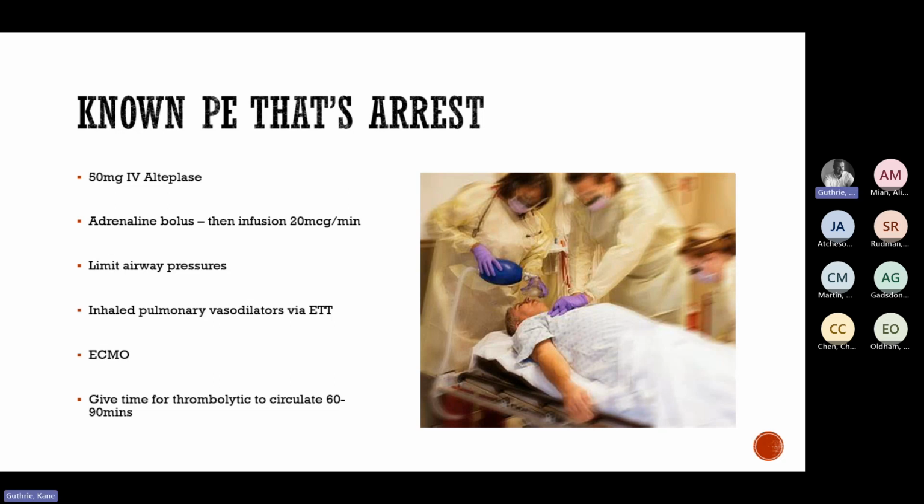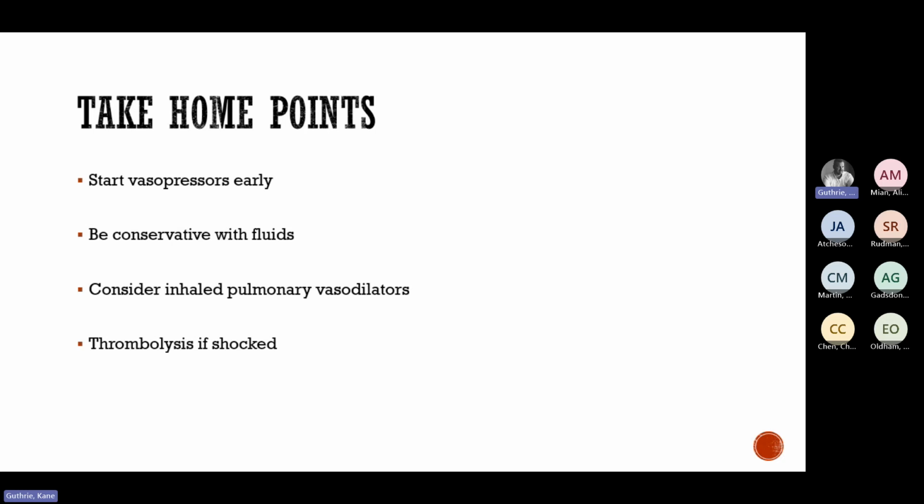You want to really limit your airway pressures. You can start giving inhaled pulmonary vasodilators by your ET tube. Consider putting these patients onto ECMO. But once you thrombolyse them, you've got to give time for that thrombolysis to work, and when they're in cardiac arrest, the circulation's even poorer. So you've got to work on them for at least 60 minutes of good CPR to get that thrombolysis around the system and make sure it's working. So it's just an approach to leave you with.